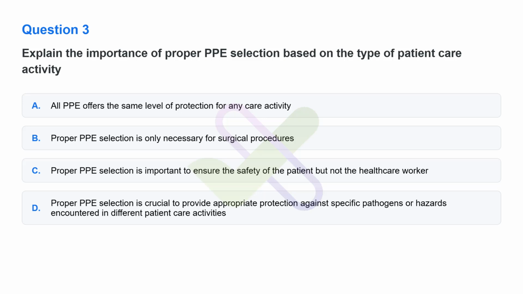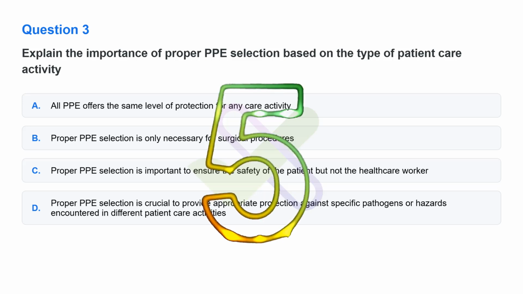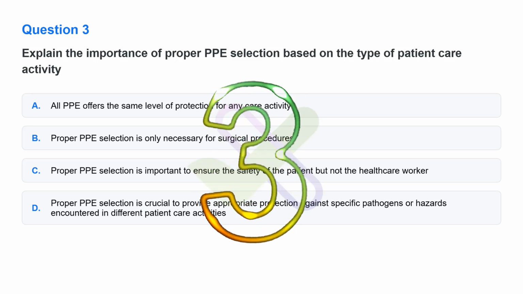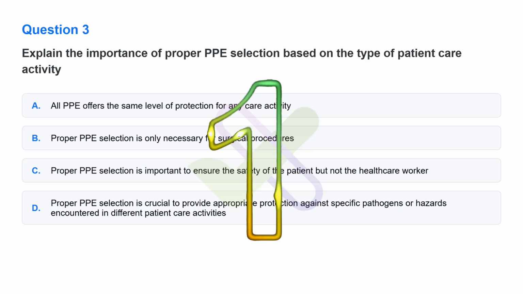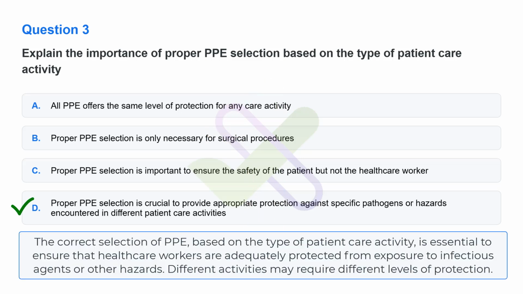D. Proper PPE selection is crucial to provide appropriate protection against specific pathogens or hazards encountered in different patient care activities. The correct answer is D. Proper PPE selection is crucial to provide appropriate protection against specific pathogens or hazards encountered in different patient care activities.